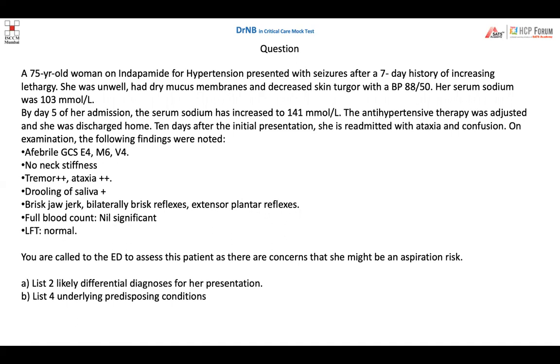Ten days after the initial presentation, she is readmitted with ataxia and confusion. On examination, she is afebrile with a GCS of 14, V4. No neck stiffness; tremors are present, ataxia is present, drooling of saliva is present, brisk jaw jerk, bilaterally brisk reflexes, extensor plantars, nothing significant on the WBC full blood count or on the liver function test, and you're asked to come and assess for aspiration.